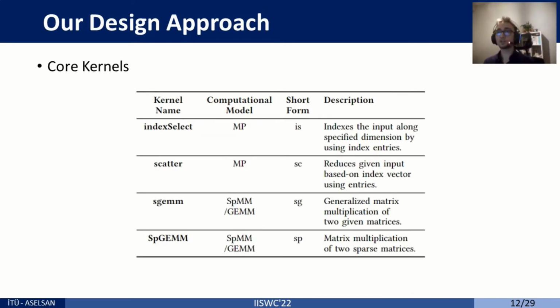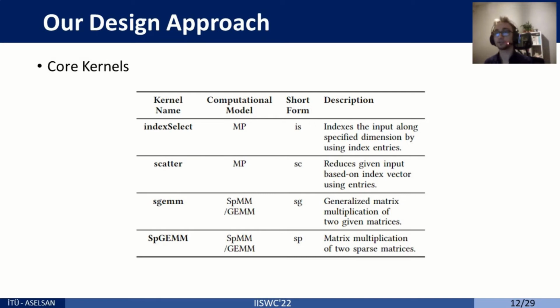Core kernels are the most primitive building blocks for GNN computation. We implemented these 4 core kernels with CUDA and used them for building the GNN models, analogous to their formula. Here you can see there are 2 types of computational models for GNN computation: message passing, or MP for short, and sparse matrix multiplication, or generalized matrix multiplication. We can use SPMM for short.